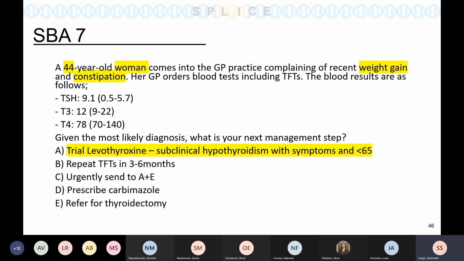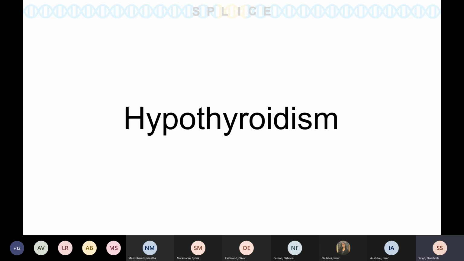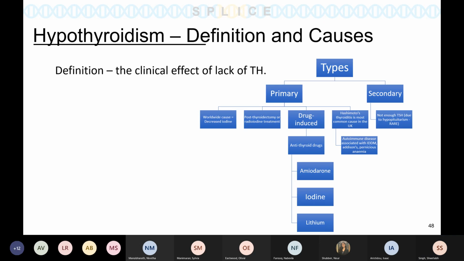Okay, can we have the next slide, please? Okay, next one. Yes, so definition, lack of thyroid hormone. So you've got primary and secondary. So secondary is very rare, basically not enough TSH being produced due to hypopituitarism. Really rare, not likely to be tested on at all because it is so rare.